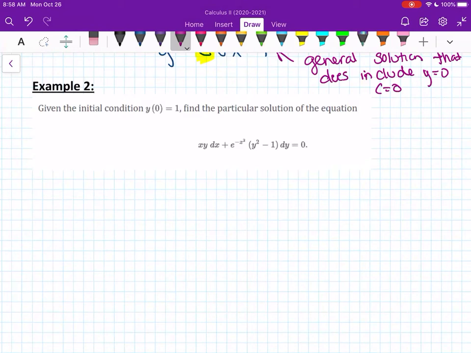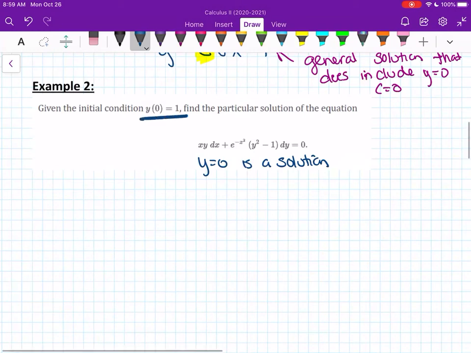Next example says, given the initial condition y of 0 equals 1, find the particular solution to the equation xy dx plus e to the negative x squared times quantity y squared minus 1 dy equals 0. So first thing we're going to look at is whether y equals 0 is a solution or not, and it is. So y equals 0 is a solution. But it doesn't meet the initial condition, right?